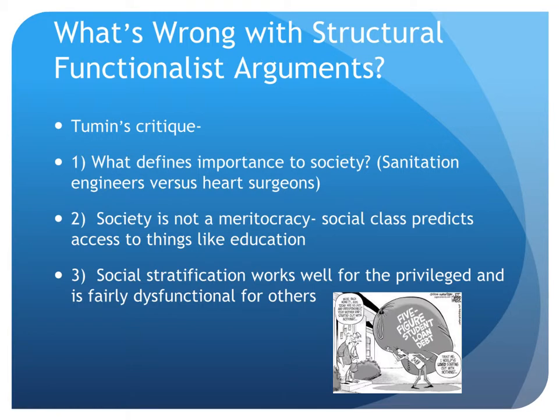Secondly, Tumin points out that society is clearly not a meritocracy. People who work the hardest might not get ahead. In fact, social class is the best predictor for access to things like education. Well, that's just simply the class into which you were born. And thirdly, Tumin points out that social stratification works out very well for the privileged and is fairly dysfunctional for everyone else in society. So maybe we need to rethink this idea of what is functional.